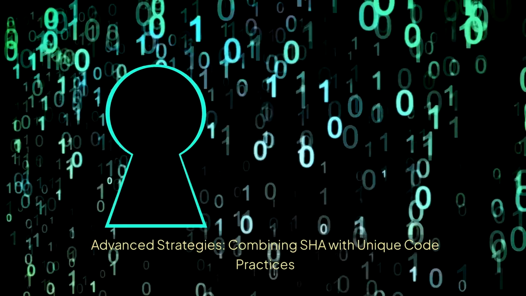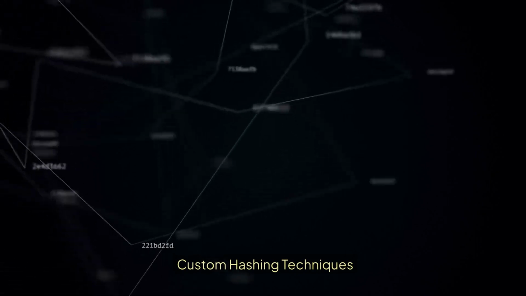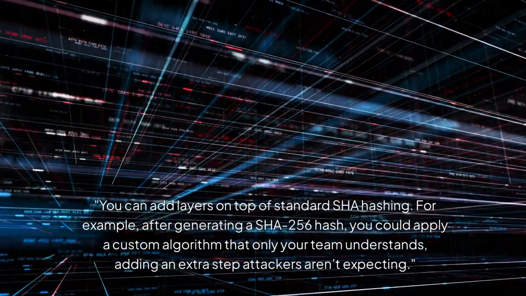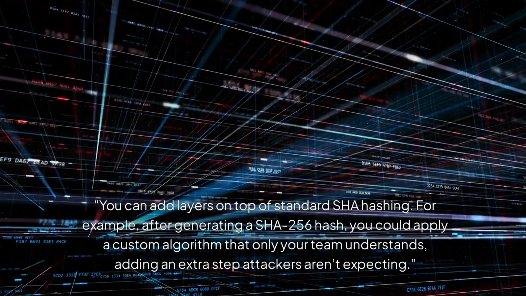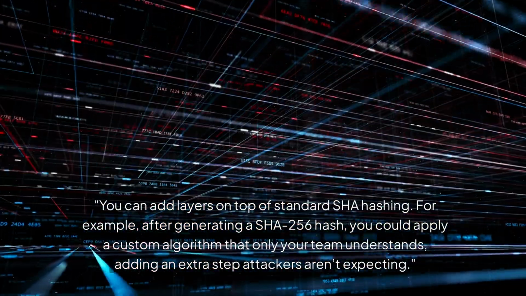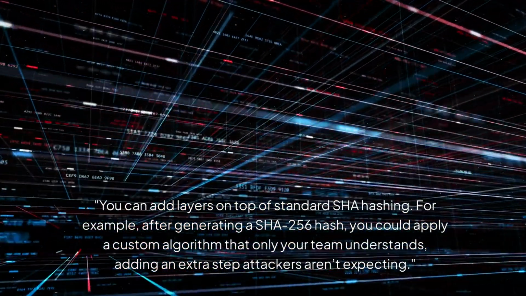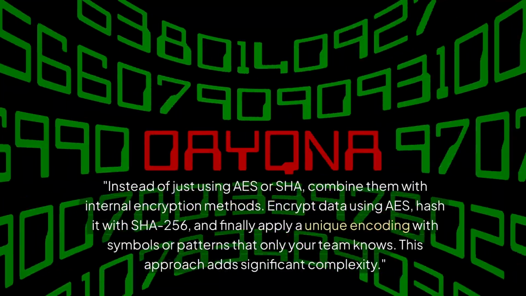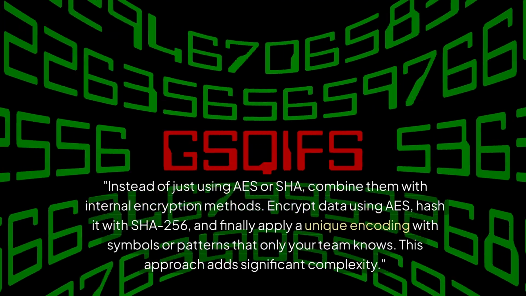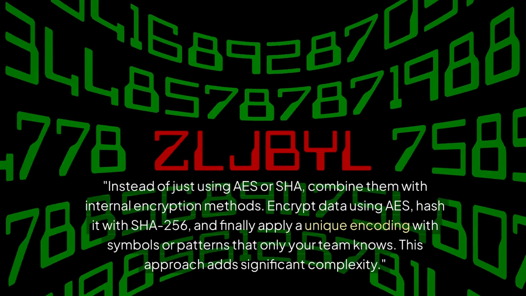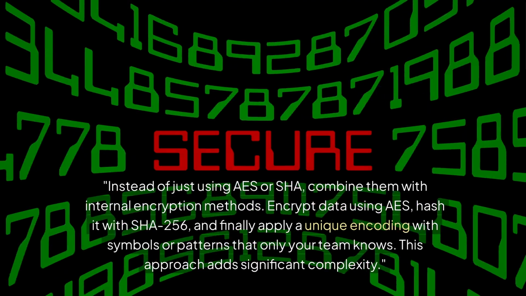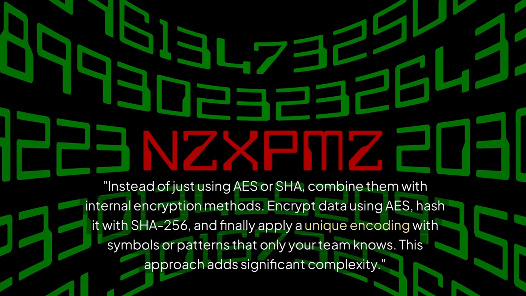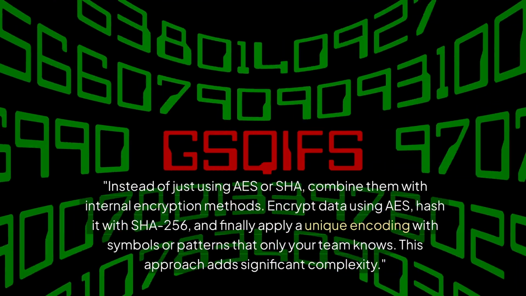Advanced strategies, combining SHA with unique code practices. Custom hashing techniques: you can add layers on top of standard SHA hashing. For example, after generating a SHA-256 hash, you could apply a custom algorithm that only your team understands, adding an extra step attackers aren't expecting. Layered encryption with unique patterns: instead of just using AES or SHA, combine them with internal encryption methods. Encrypt data using AES, hash it with SHA-256, and finally apply a unique encoding with symbols or patterns that only your team knows. This approach adds significant complexity.